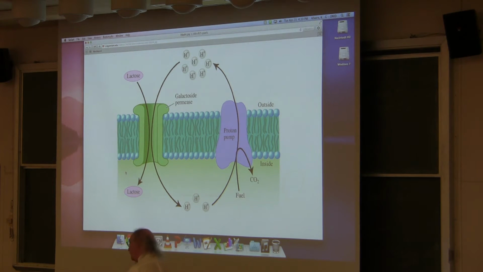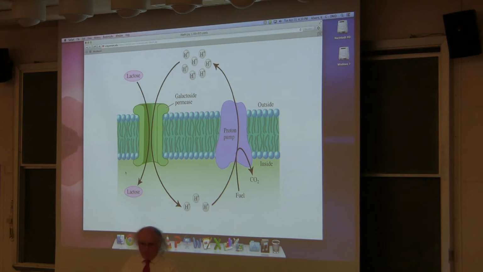Here's an example of a place where ATP is not used to do active transport. It's a pump that bacteria use to move lactose in. Lactose is a sugar, and bacteria are always looking for energy sources. And lactose, because it's a sugar, is an energy source.